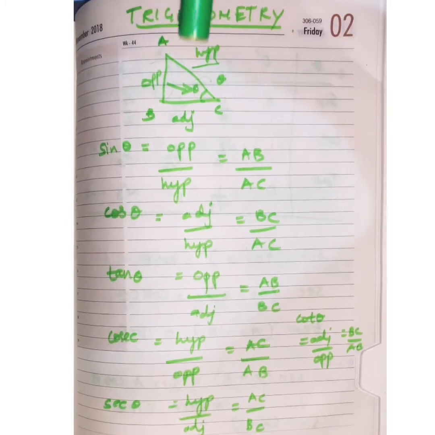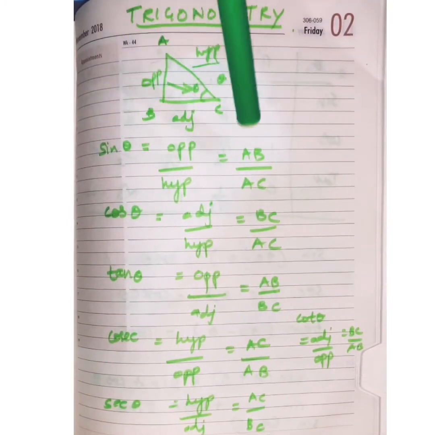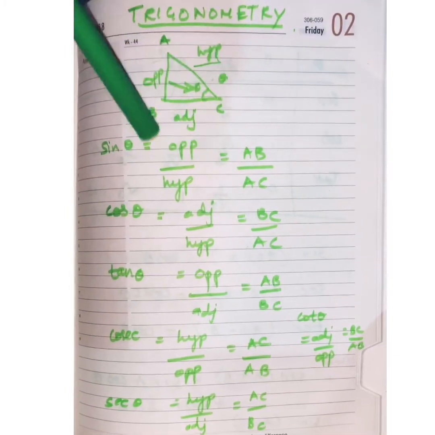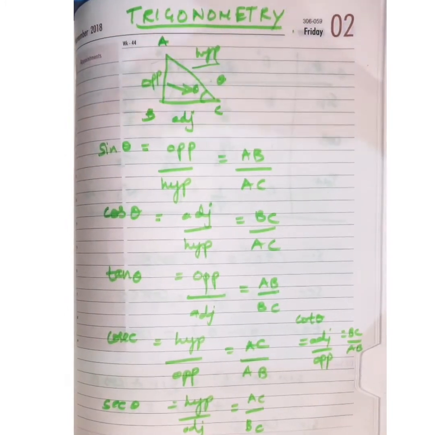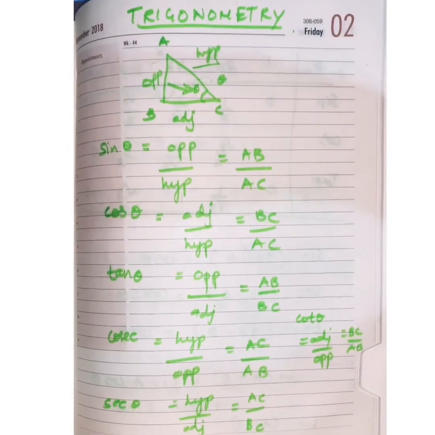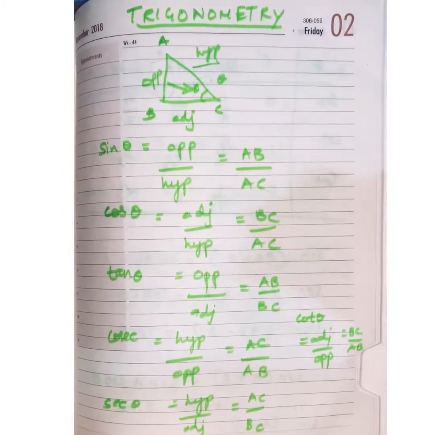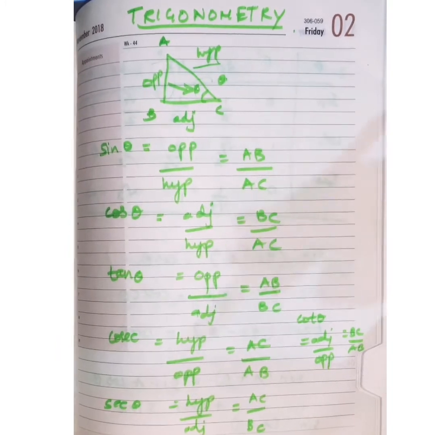And what is adjacent? Adjacent is the side next to the angle. After knowing this, you can find the opposite, adjacent and hypotenuse in a triangle, and you can find the values for sine theta, cos theta and tan theta.